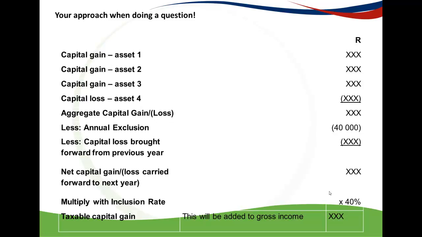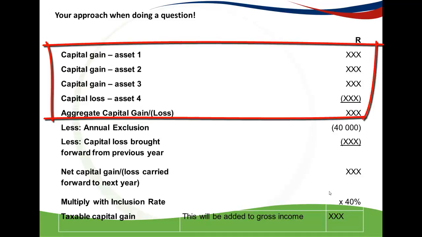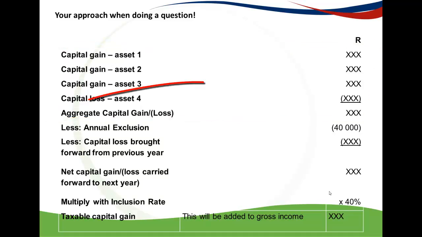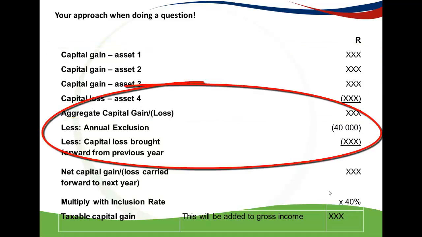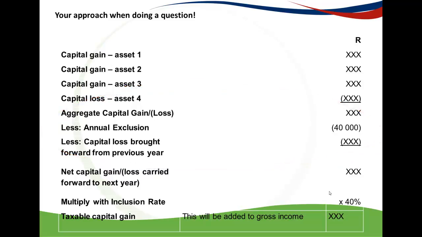So your approach when you do a question to calculate the taxable capital gain is as follows. We're going to go and calculate either the capital gain or loss on every asset. We're going to add them together to get to something called the aggregate capital gain. From the aggregate capital gain, we need to go and deduct the annual exclusion for an individual, which is 40,000 Rand. And after that, we're going to go and deduct the capital loss brought forward from the previous year. Then we are left with a net capital gain, or the loss.